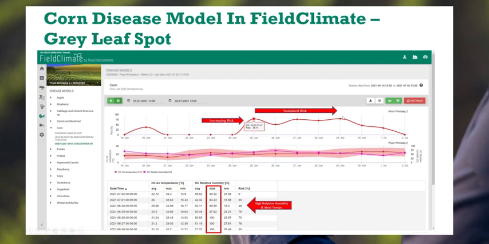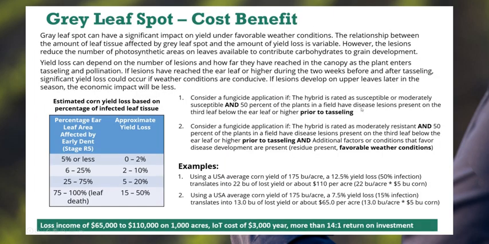So in here, we may be wanting to think about, if we're at the right stages, to apply an application of fungicide. And then the control period, of course, is based on that product label and may need to be reapplied if another infection event occurs. So for gray leaf spot, there is quite a cost benefit. We know that this has a significant impact on yield under the favorable weather conditions and the right stage of development.